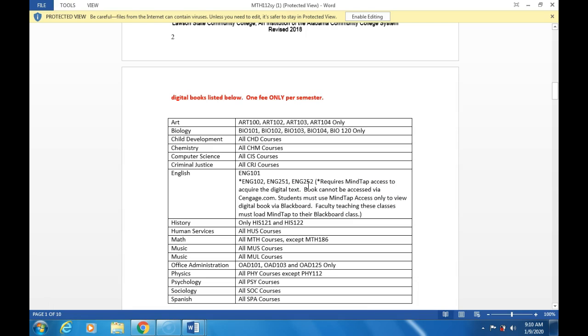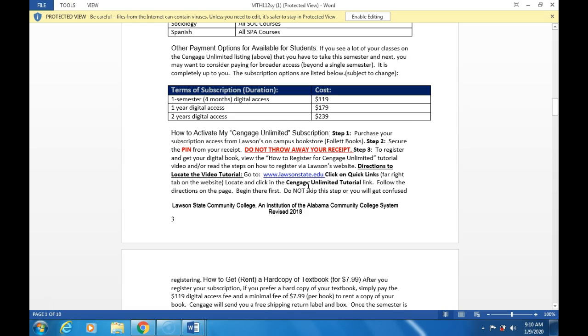Now, here are the other courses here at Lawson that use Cengage books. And you see there's a whole bunch of them. The chemistry, computer science, English, history, math, music, physics, psychology, sociology, Spanish. There's a whole bunch of them. So all of these, if you're in any of these courses and they're using a Cengage book, that $119 covers them all. Okay? There are other price ranges if you want to do a whole year or 2 years. You can do that. Okay?